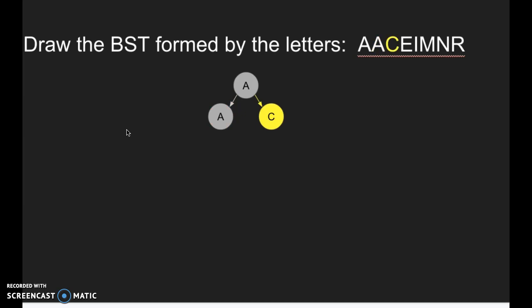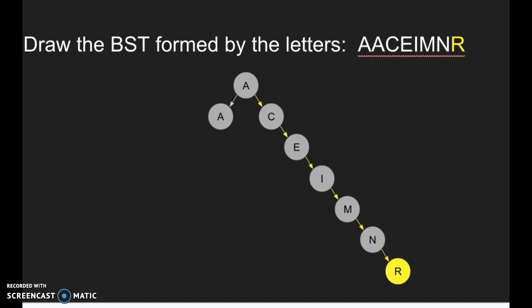E is greater than A, greater than C, so it goes to the right as well. The I is going to go to the right of E. M is greater than A and C and E and I, so it's going to go to the right. N is greater than them all, so it's going to end up going all the way to the right. And then R as well. So hopefully this is the tree you ended up with.